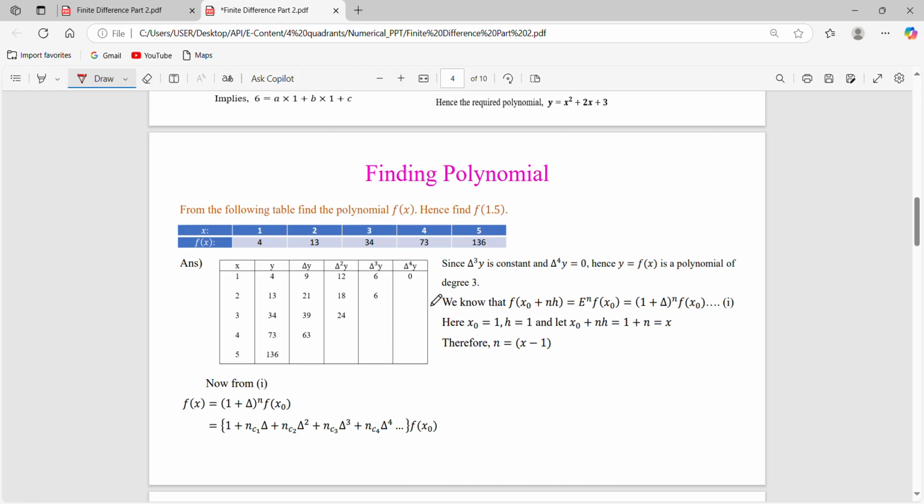So as per the previous theorem, the fundamental theorem of difference calculus, just see Δ³y is constant. Now you can tell me what is the meaning of constant. So just see they are the same value.